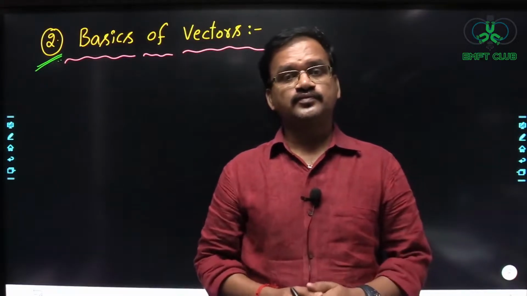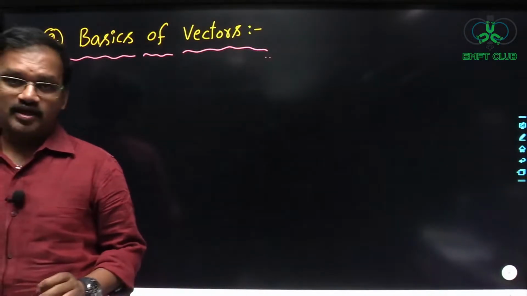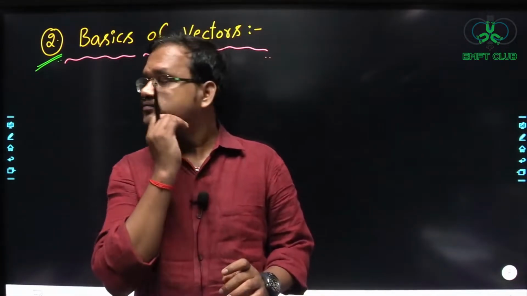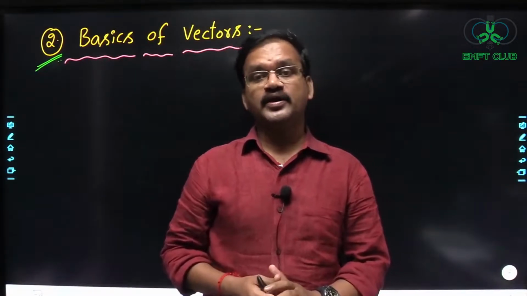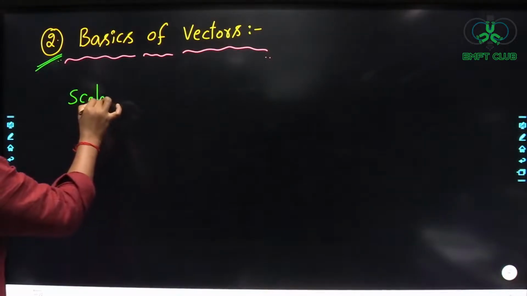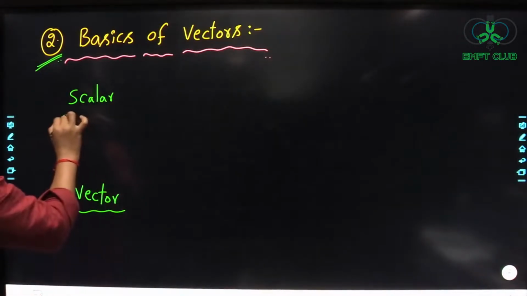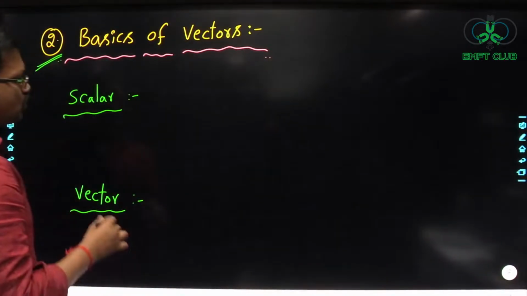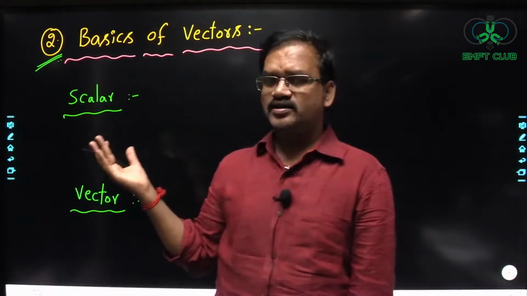In nature, any physical quantity can be categorized into two types. One is a scalar quantity and another one is a vector quantity. So one is a scalar quantity and another one is a vector quantity. I hope you know the definitions for scalar quantities and vector quantities. There is no need to write the definitions.